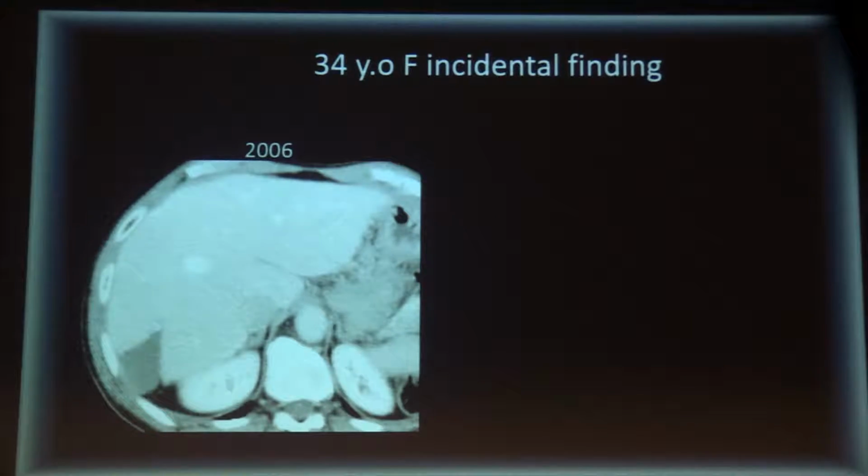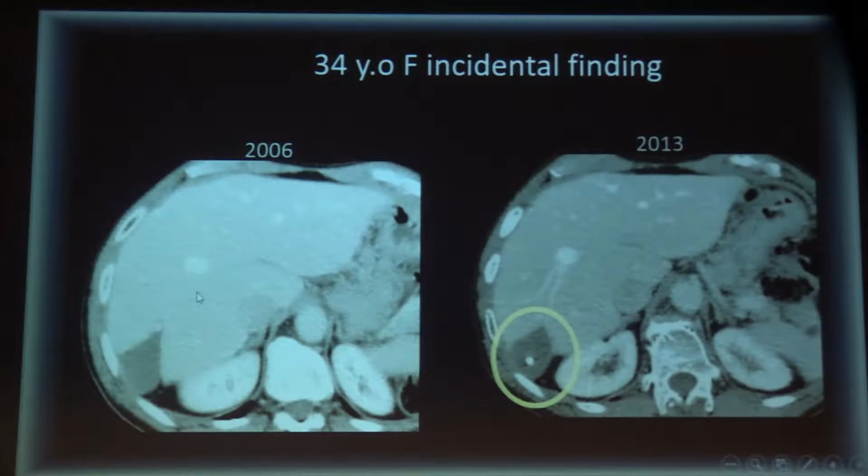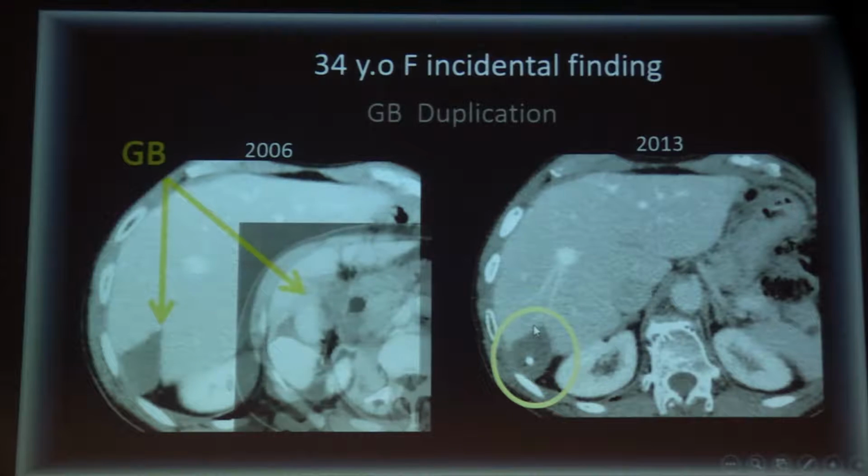This is a 34-year-old patient who comes in with an incidental finding and demonstrates a cyst located around segment 6 of the liver. It looks quite benign. This was an incidental finding. She was released. And she returns to our hospital a few years later with right upper quadrant pain, and there is a calcified stone within this cyst. She was operated, and this turned out to be a duplicated gallbladder.